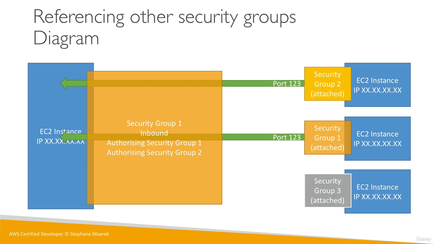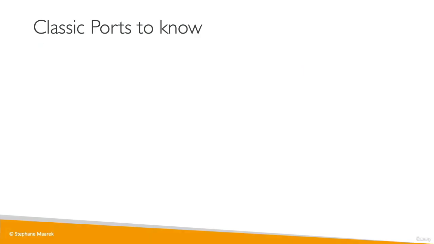And if you have another EC2 instance, maybe with security group number 3 attached to it, well, because group number 3 wasn't authorized in the inbound rules of security group number 1, then it's being denied and things don't work. So that's a bit of an advanced feature, but we'll see it when we deal with load balancers because it's quite a common pattern. I just want you to know about it. Again, just remember this diagram, and by now you should be really, really good at security groups and understand them correctly. Now, going into the exam, what ports you need to know?